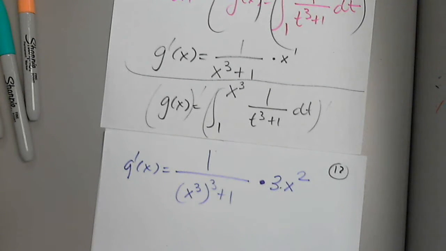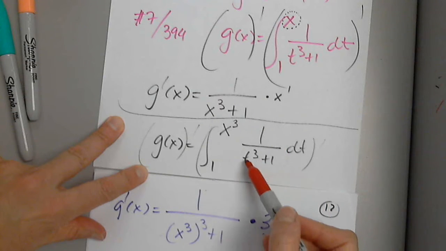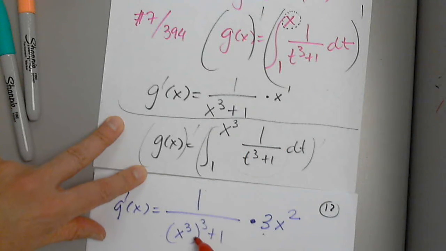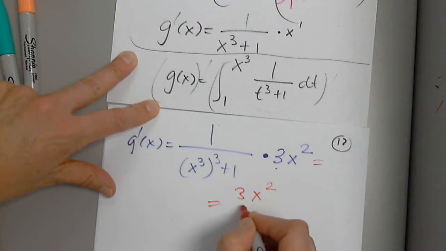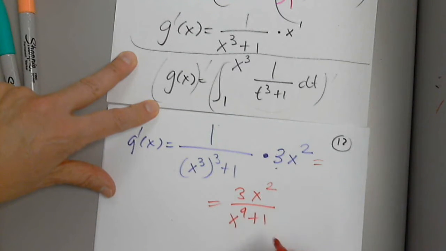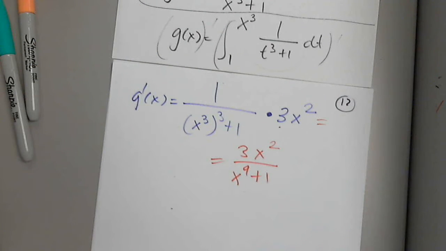And we'll have examples in a second. How did we get 1 over x cubed to the third? It's 1 over t cubed plus 1, and I replaced t by x cubed. So then the final form will be 3x squared over x to the 9th plus 1. So that's one important item.